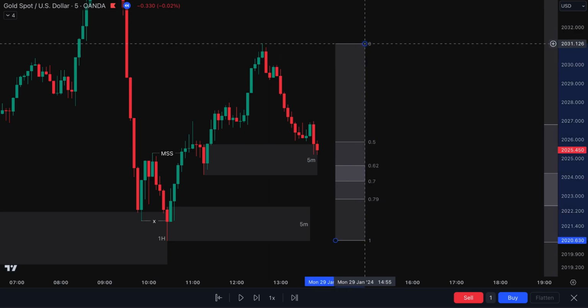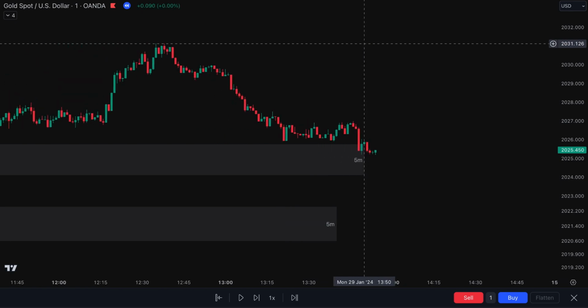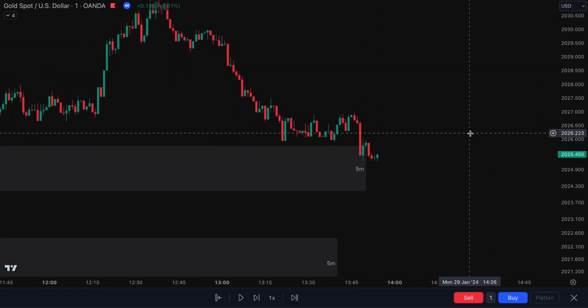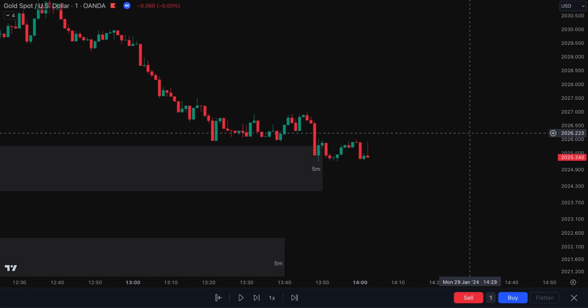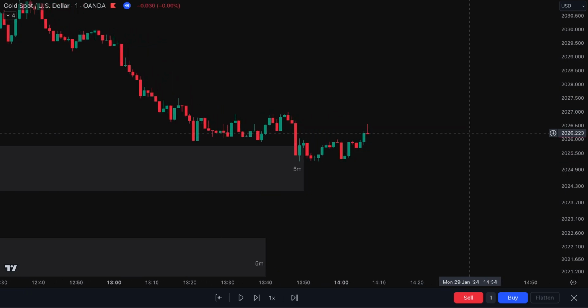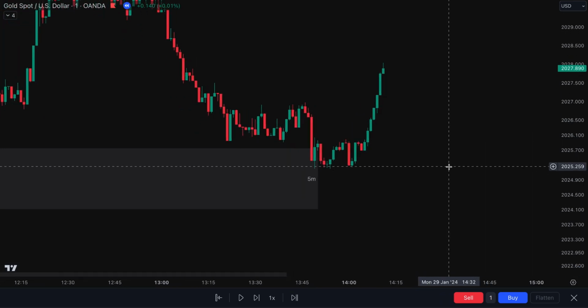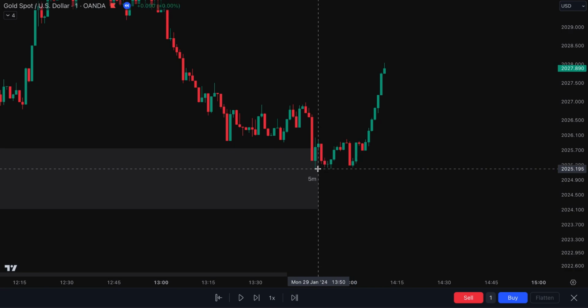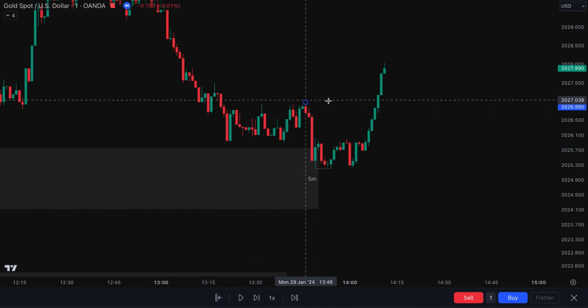I'll now drop down to a lower time frame and wait for a shift. Yeah, as you can see, price again fails to displace below these lows and aggressively moves to the upside.